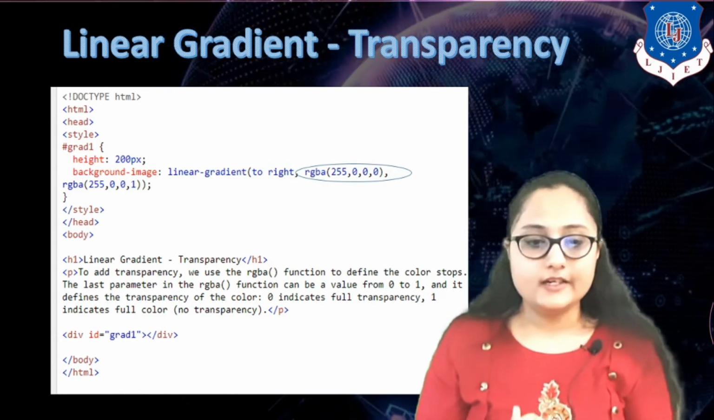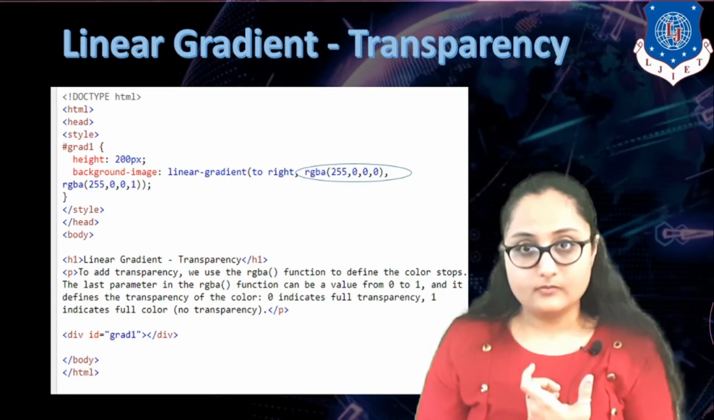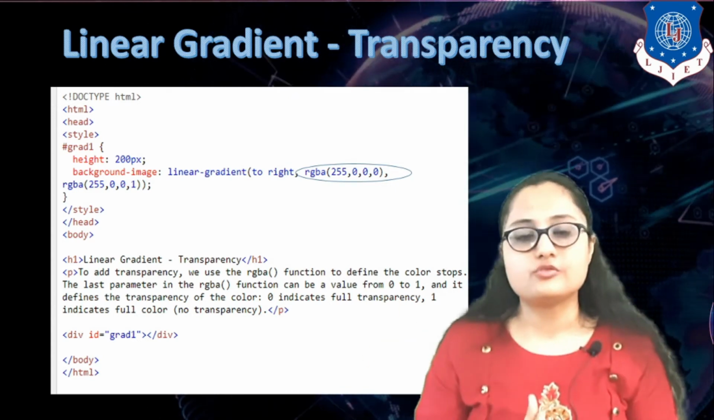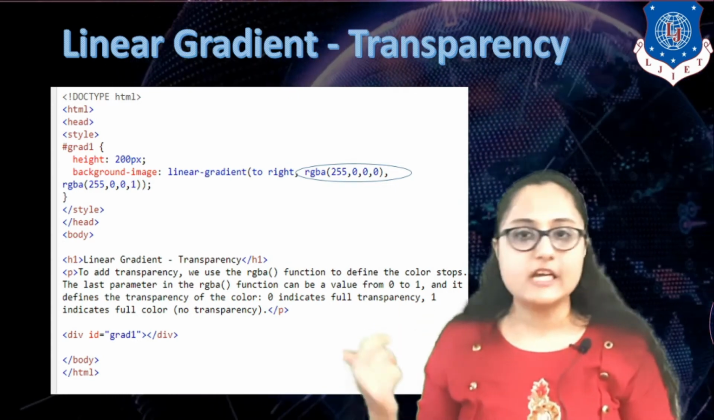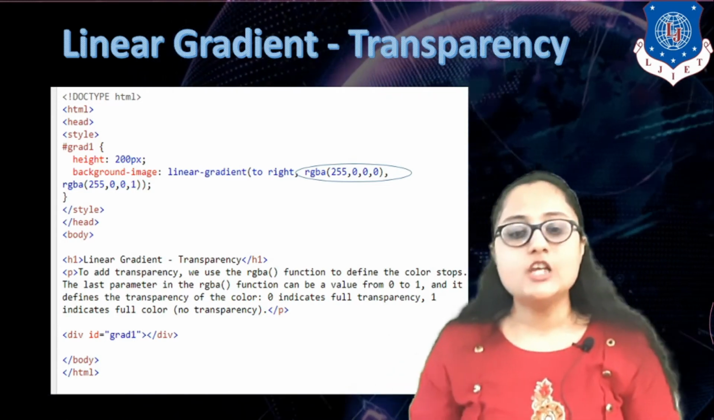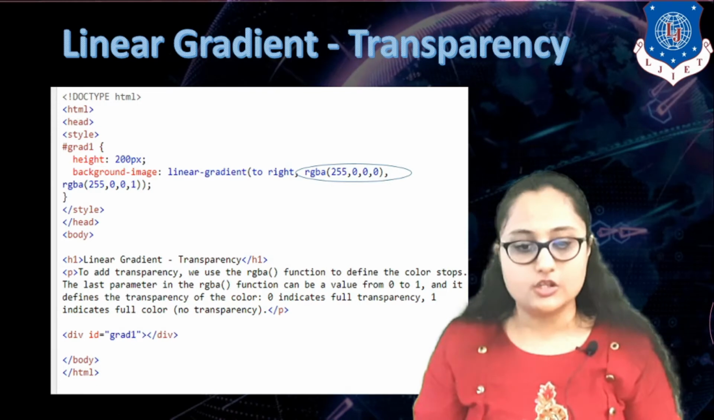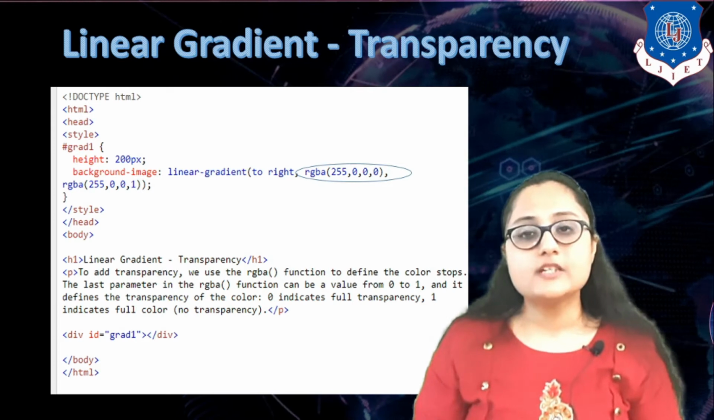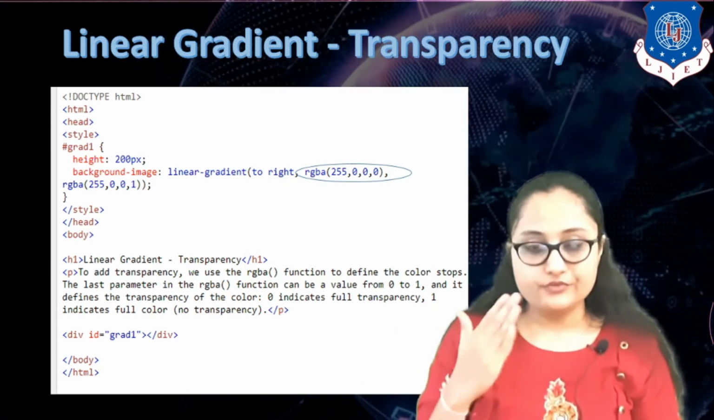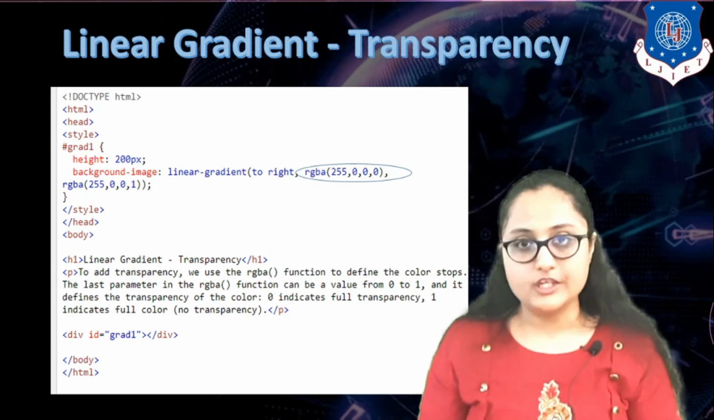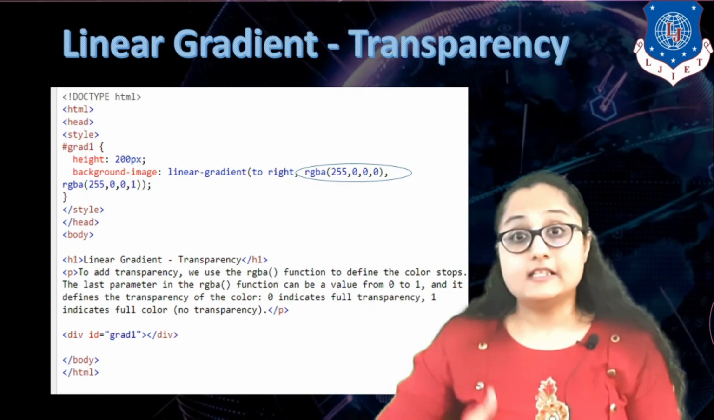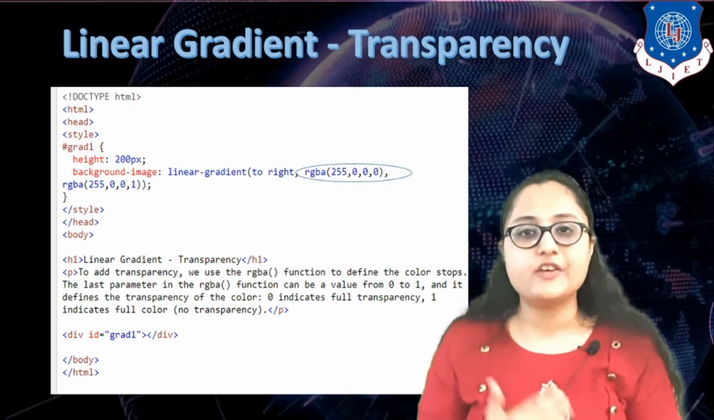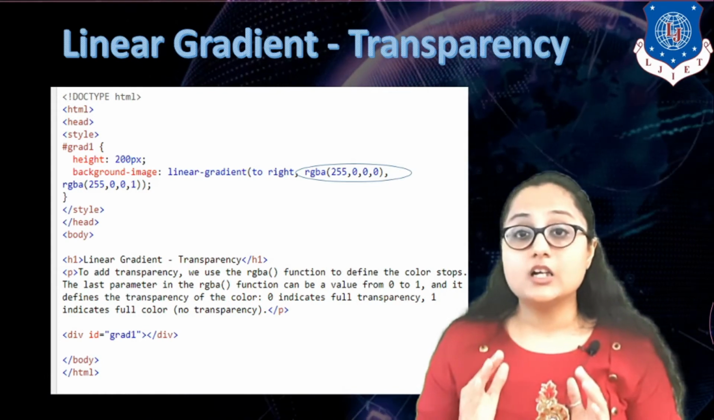So linear gradient is the property value. Inside the property value, you know that you have to specify the direction, that is, here I have specified to right. The second value is the first color stop. The third value is the second color stop. Here you can see the color stop is the same, that is, the first color is 255,0,0, it means the first color is red. The second color that I have specified is also 255,0,0, that is red. So both the color stops are red.